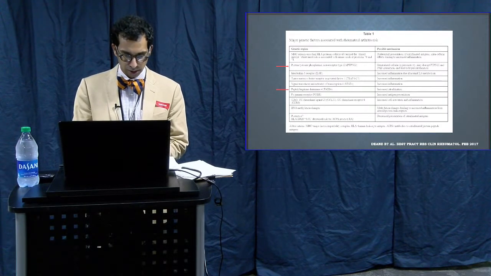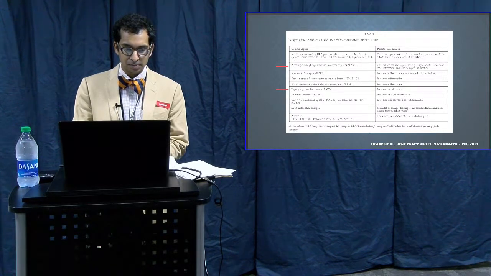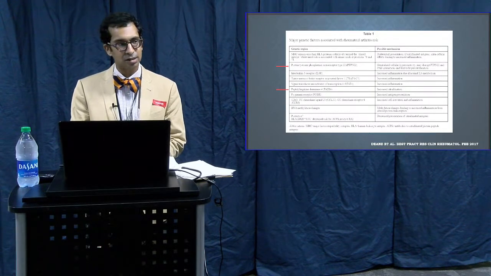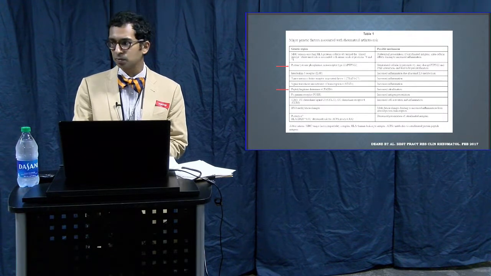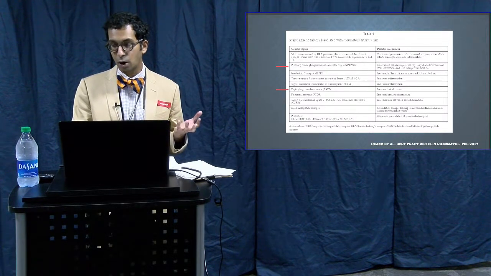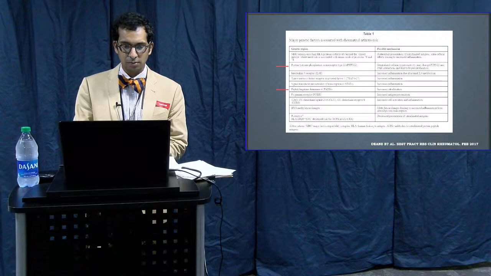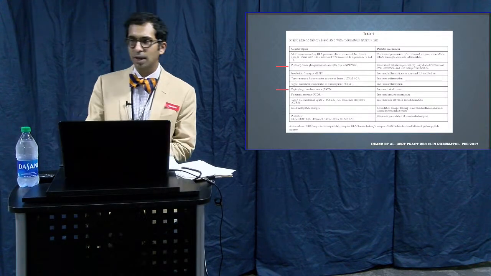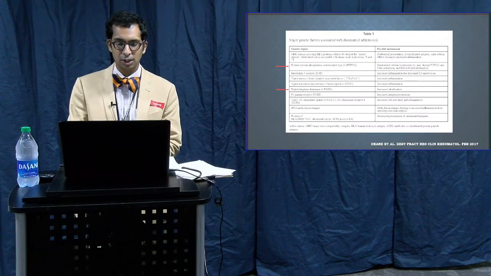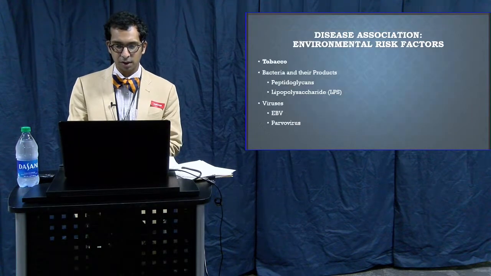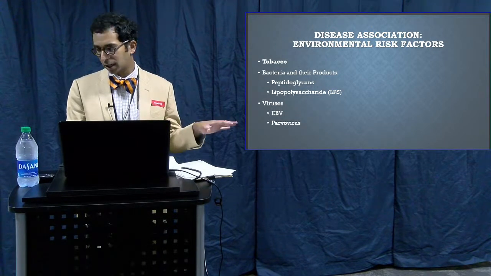The other one I've highlighted here is the peptidyl arginine deiminase, or PADI for short, and that's an enzyme that catalyzes the conversion of arginine, an amino acid, to a different form called citrulline. And some people feel that some of these enzymes may lead to increased citrullination, which increases risk for development of rheumatoid arthritis. So we've talked about genetic risk factors.